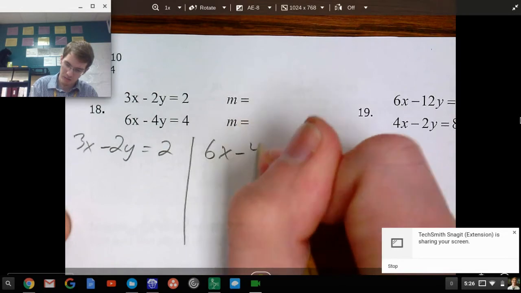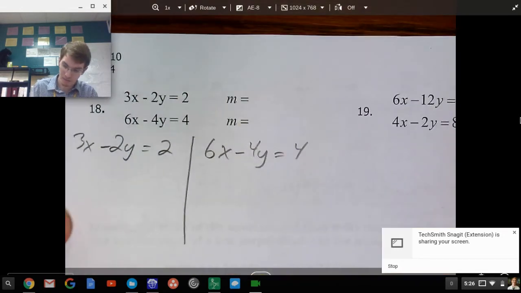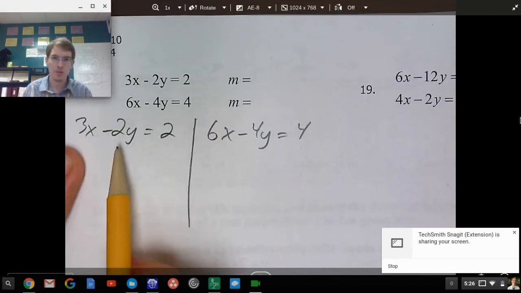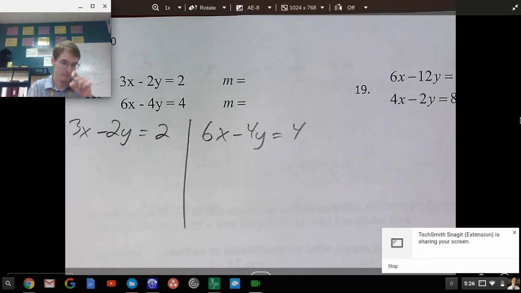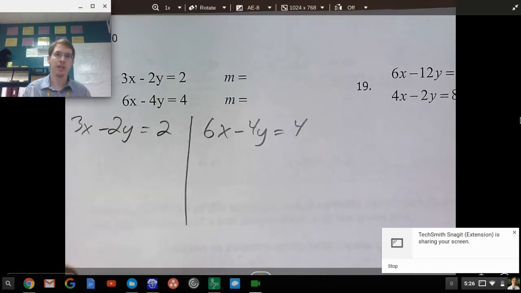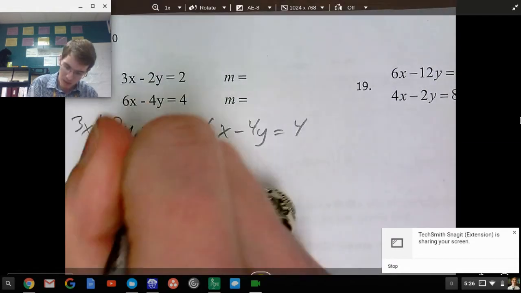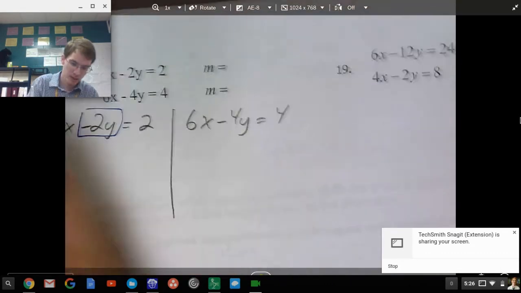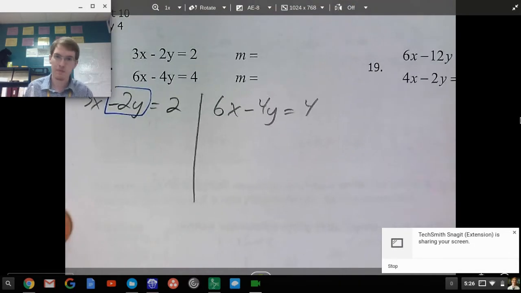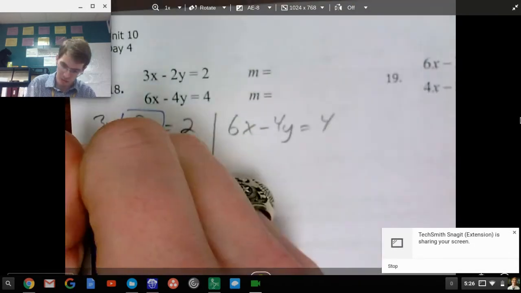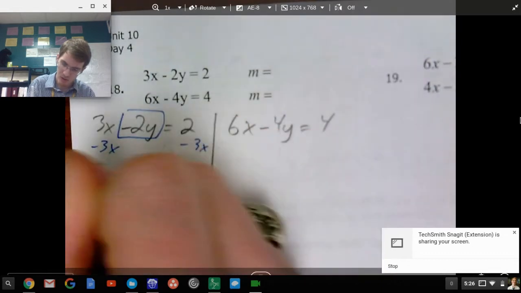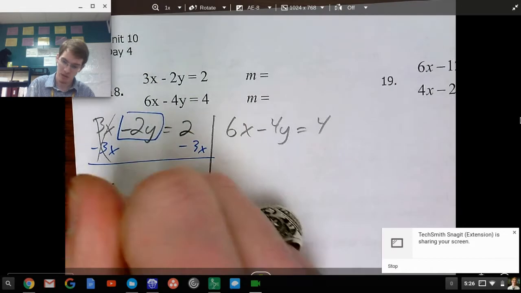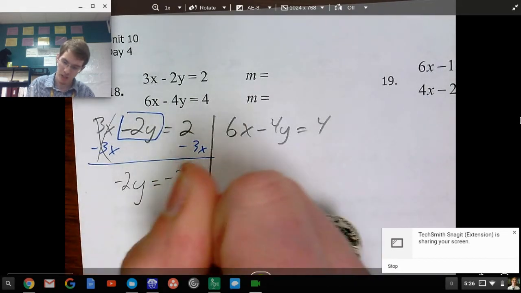So 6x minus 4y equals 4. Did I copy them right? 3x minus 2y equals 2? Yeah, okay, let's work. All right, so for just this first one, I want to get y by itself. So I'm going to box in that. And I want to subtract 3x. Subtract 3x from both sides. So that leaves me with 0 pair, negative 2y equals negative 3x plus 2.